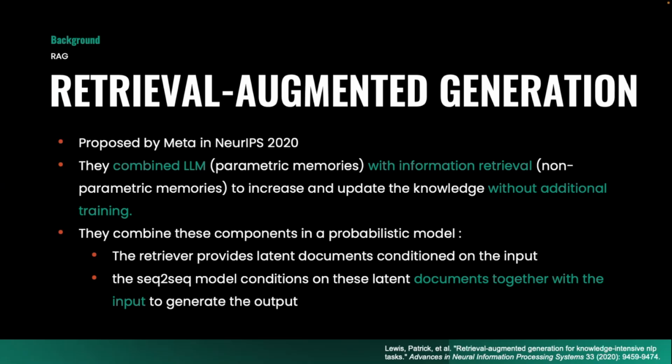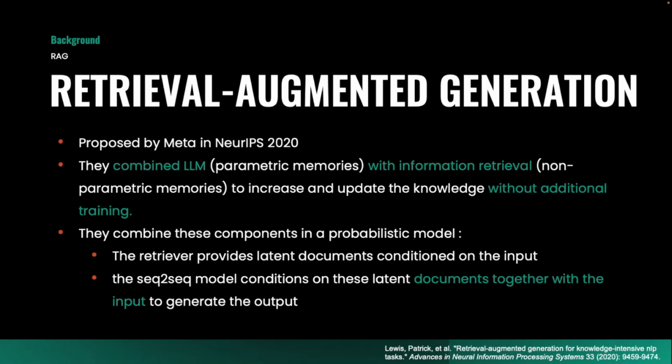The idea is that they combine large language models, which are parametric memories, with information retrieval, which are non-parametric memories. The idea was to increase and update the knowledge without needing additional training of the model. Basically, they combine these components in a probabilistic model that works in this way. We have a retriever that provides latent documents, conditioned on the input, so the prompt, and the sequence-to-sequence model, that is the LLM, which conditions on these latent documents together with the input, so it merges the initial prompt with the retrieved knowledge to generate a better output.